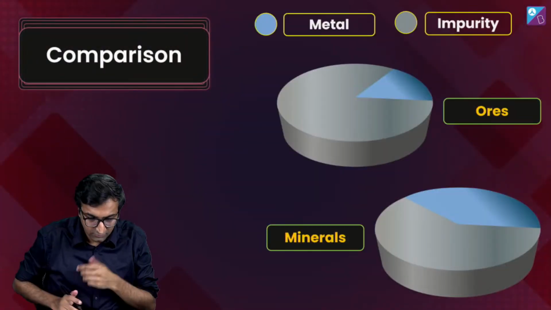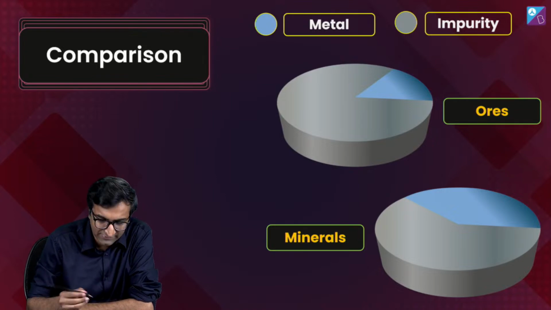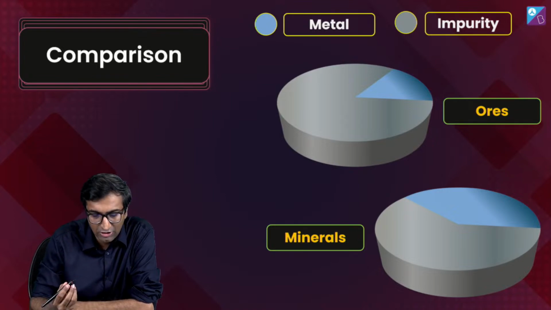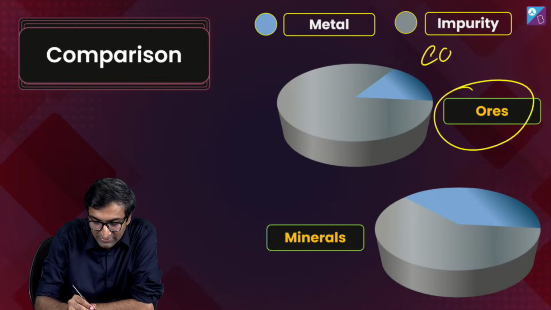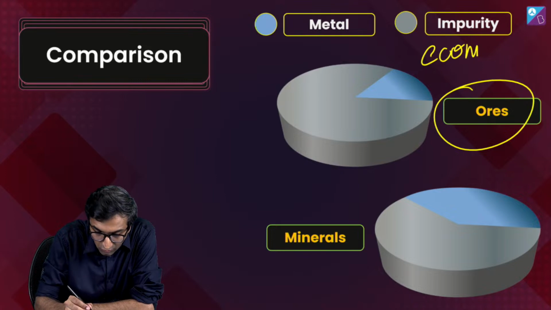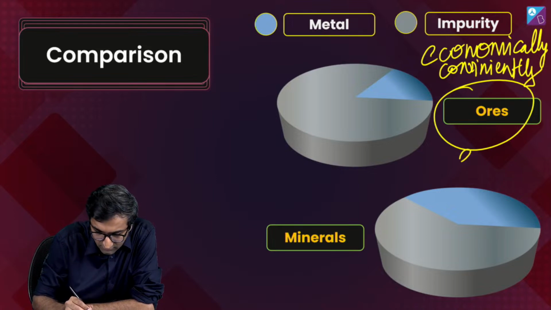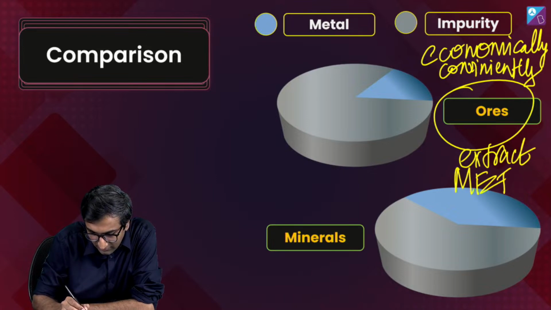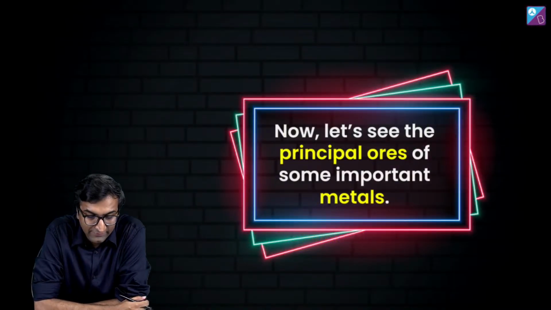So, if something has way too much impurity and I can't really use it, this is one way to understand: mineral is something that has a lot of impurity, ore has something less. But I would say that an ore is something which I can use to economically and conveniently extract. What am I extracting? Metal, because this is metallurgy, right? That is what I call an ore. ठीक है? Cool.